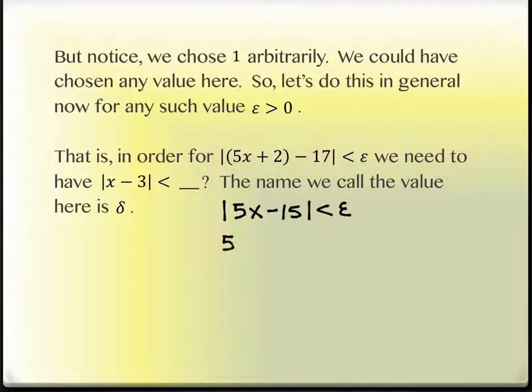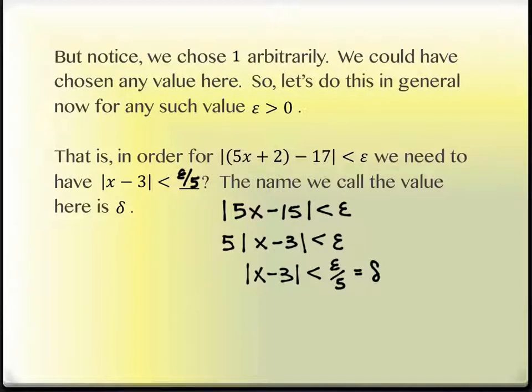We'd factor out the 5. We'd be left with x minus 3 for factoring. And we would divide by 5, and we would have that the absolute value of x minus 3 is less than epsilon over 5. The computation is exactly the same. There's just an epsilon in place of the 1. We give this epsilon over 5 the name delta. Another small positive number. That's what delta is. Delta and epsilon are both small positive values.